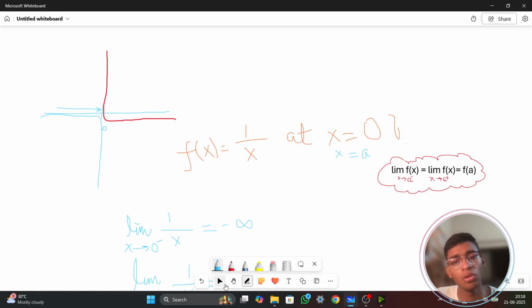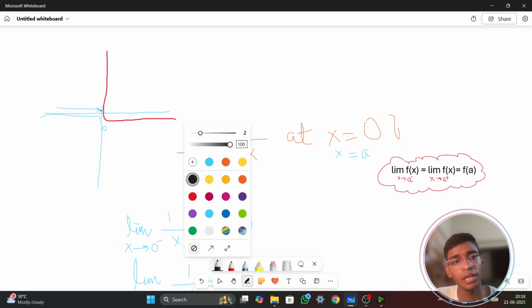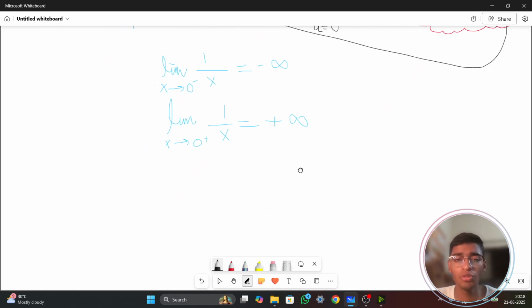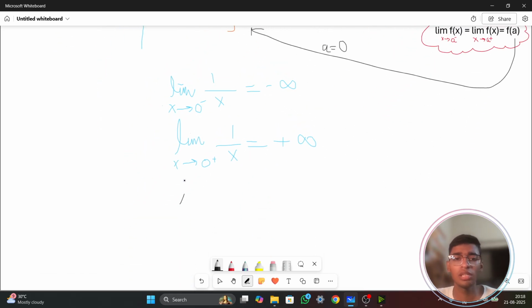And you already know that at x equals 0, your function is not defined. That means at x equals a, f of a is f of 0. At f of 0, whenever you put a, my a is 0 here. So the moment you put 0 in this function, 1 by 0 is infinity. So if you see here, there are three different things.